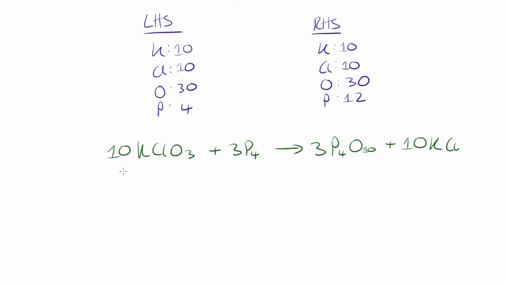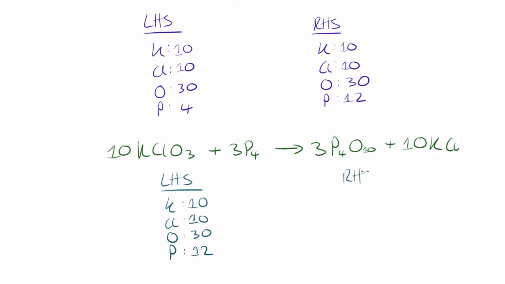if we now do the auditing process again, we didn't really change much, we just changed this, right? Out of everything, we just changed the number of phosphorus. So for KClO₃, that's going to be the same. It's going to be 10. Chlorine is going to be the same again, 10. Oxygen is going to be the same. For phosphorus, instead of 4, it's going to be 3 times 4, so it's going to be 12.